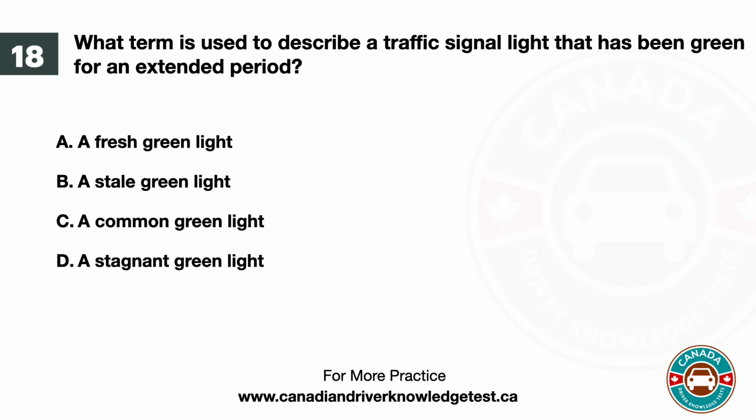Question 18. What term is used to describe a traffic signal light that has been green for an extended period? A. A fresh green light. B. A stale green light. C. A common green light. D. A stagnant green light. The answer is B. A stale green light.